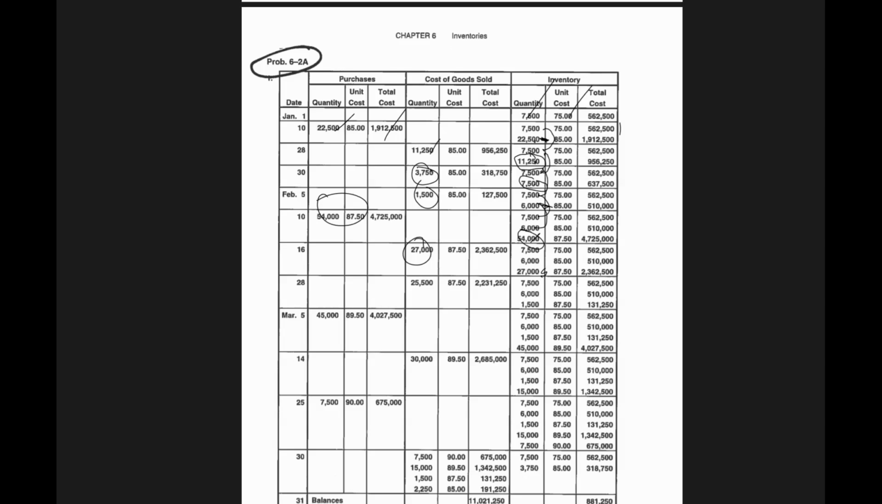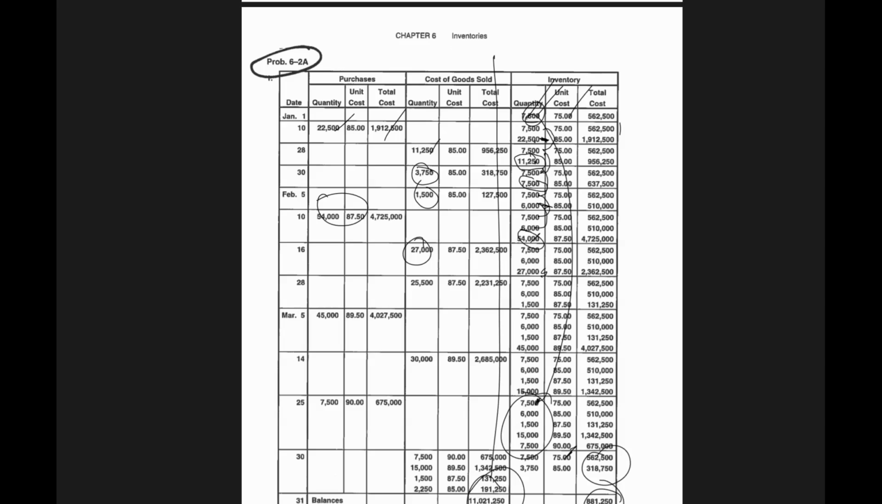The last in, first out creates layers. Oftentimes many layers. Look at here, lots of layers. In fact, that's the 7,500 that goes all the way from up here. So if you don't sell out, you will always be adding many, many layers. Okay, so here's our cost of goods sold, our ending inventory. Notice it's based on 75 bucks, that original 7,500.